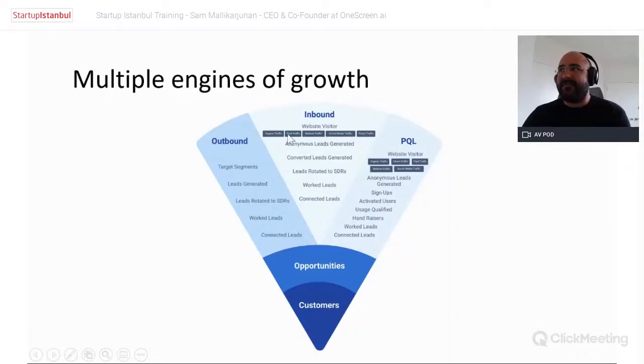Inbound is how do you drive traffic to your website? You convert them into leads. They go to your sales reps. They get worked. You connect with the leads. They become sales opportunities and then become customers.